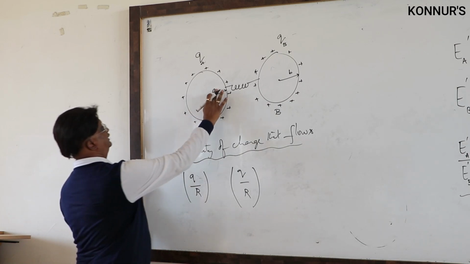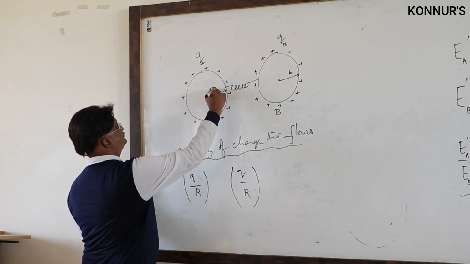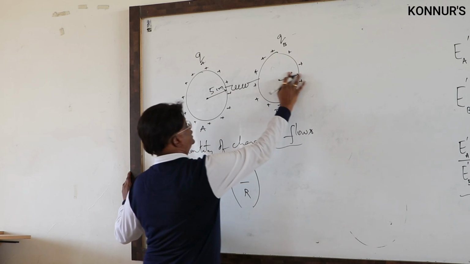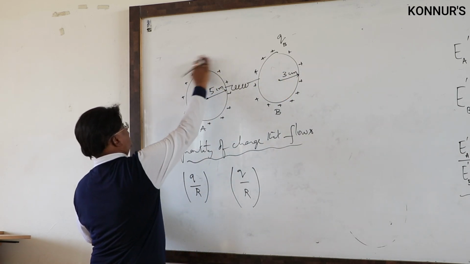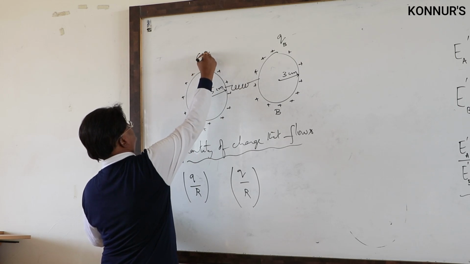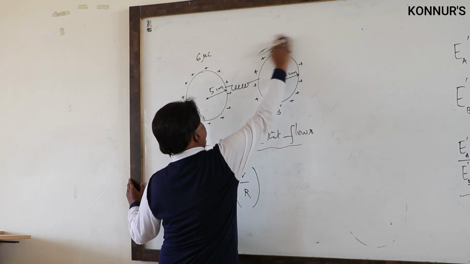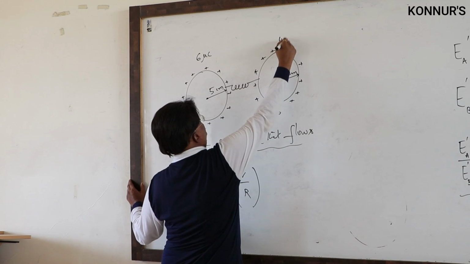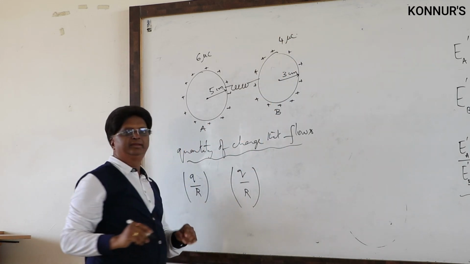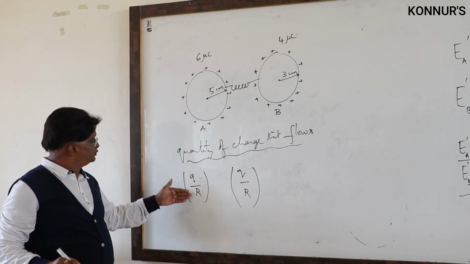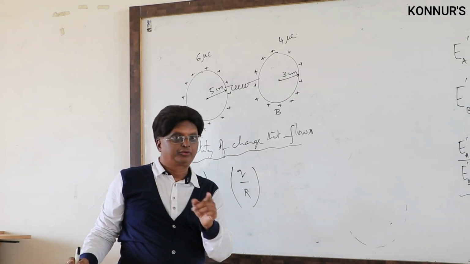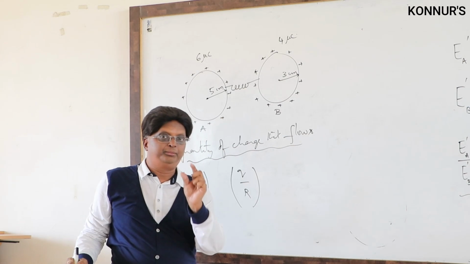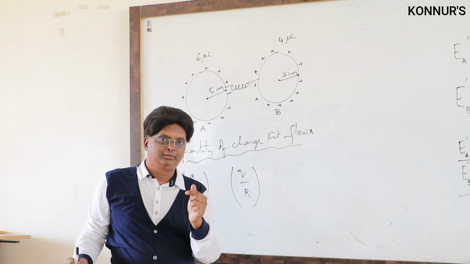Supposing here I say this is 5 centimeter and this is 3 centimeter, and I give the values as 6 microcoulomb and this one is 4 microcoulomb is the data. Now what is that Q by R? Why are we taking Q by R? Because V is proportional to Q by R, right? And that is why I am now taking this ratio Q by R.